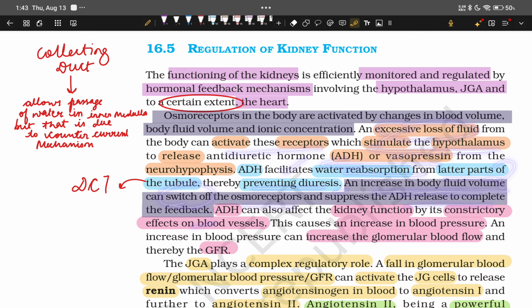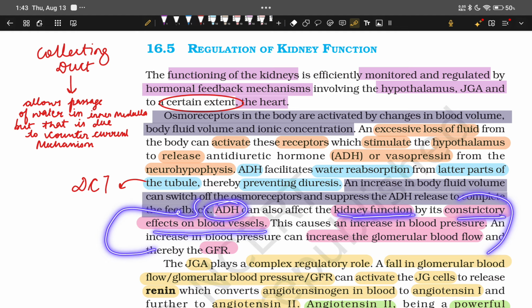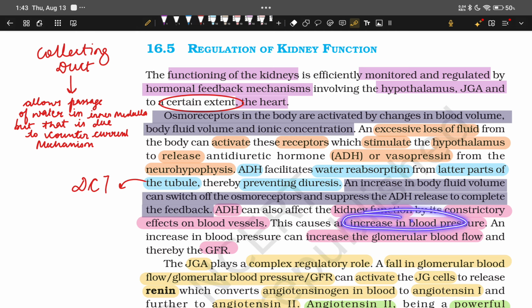One more special function that ADH performs is that it can affect kidney function by its constrictory effect on blood vessels as well. Because of the ADH constrictory effect on blood vessels, glomerular blood flow is increased and GFR, which is glomerular filtration rate, is also increased. Now the point is, why is it increasing the blood pressure?